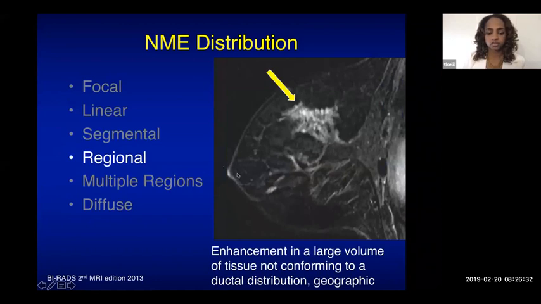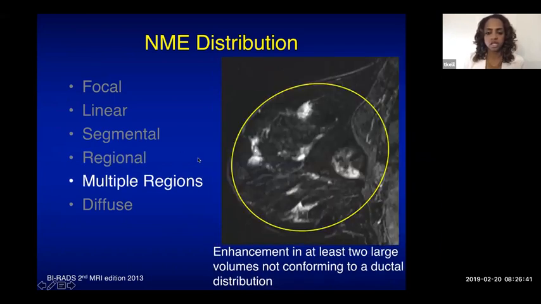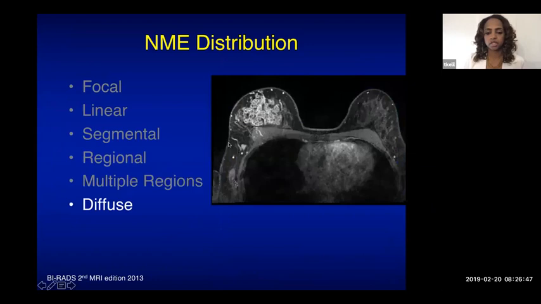Another form of distribution is regional, when the enhancement is in a large volume of tissue not conforming to a ductal distribution and tends to be geographic. Or you can see NME in multiple regions of the breast, or it can be diffuse and affect almost the entire breast.